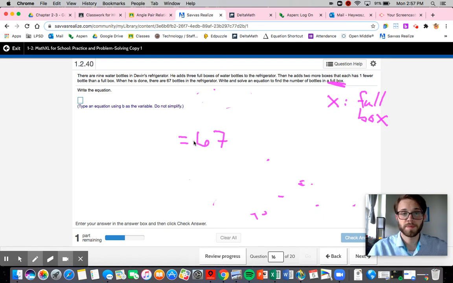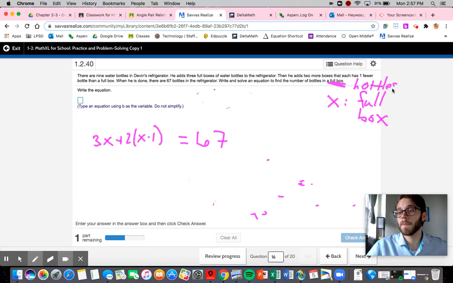67 bottles, right? And we're told that we're putting 3 full boxes in the refrigerator. So 3 times however many bottles are in a full box. We're adding 2 more that has 1 fewer than a full box. So we're doing 2 times, and we're going to do x minus 1. We're doing x minus 1 because this is bottles in a full box. All right, so we're doing bottles in a full box.